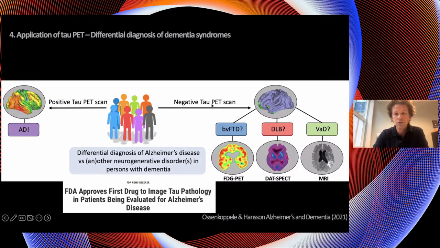If the scan is negative, you can consider other options. For example, for frontotemporal dementia, you could consider an FDG PET scan. For DLB, a DaT PET scan, and for vascular dementia, maybe some more advanced MRI measures to detect white matter lesions.